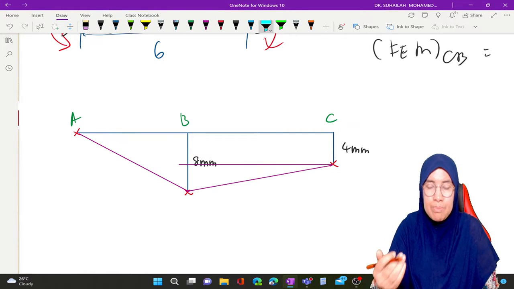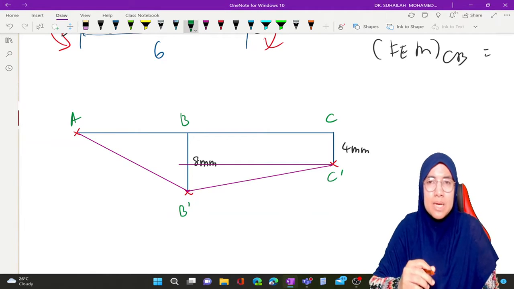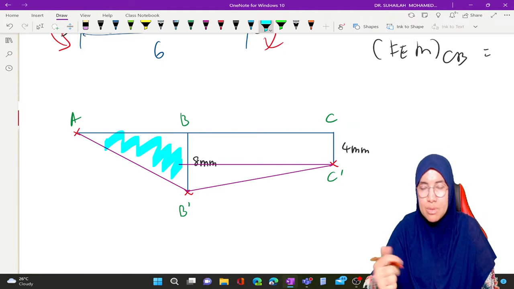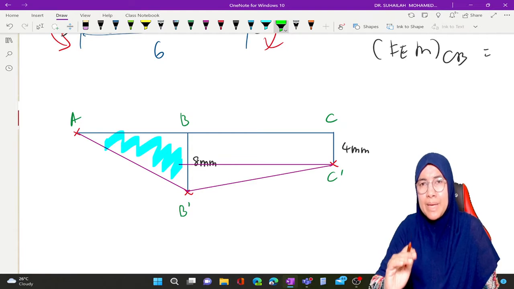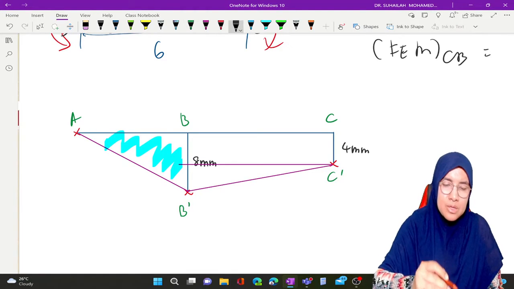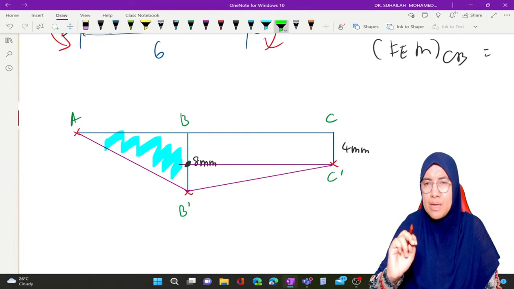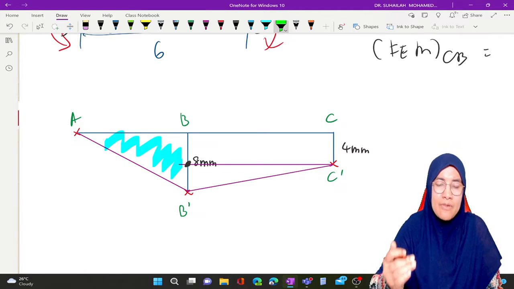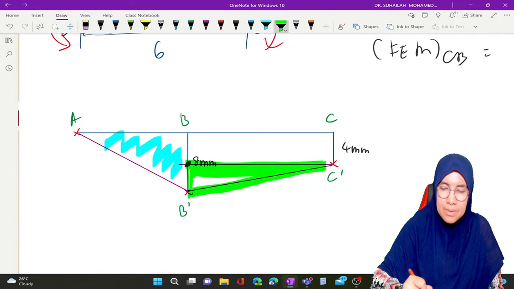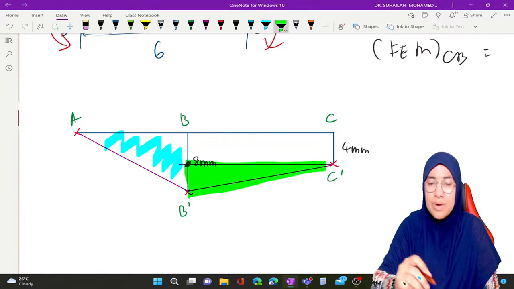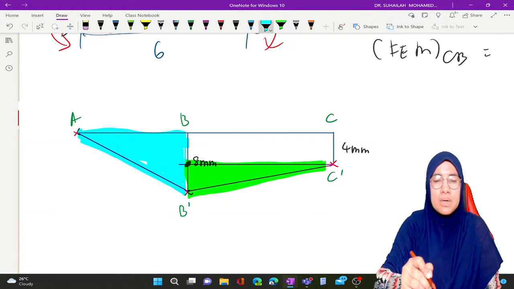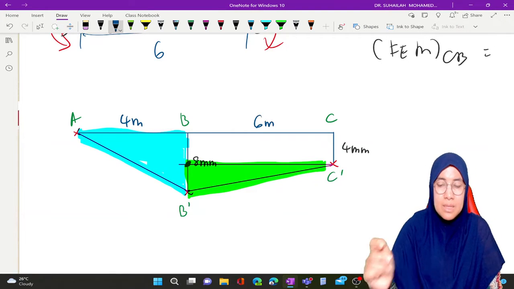So the triangle for AB uses B prime; this one is B prime, this one is C prime. The second triangle is for BC, not B but B prime, C prime, and there is one point here. The triangles that we get after B settles and C also settles are these. So we have two triangles, triangle number 1 and triangle number 2. This is 4 meter, this is 6 meter.